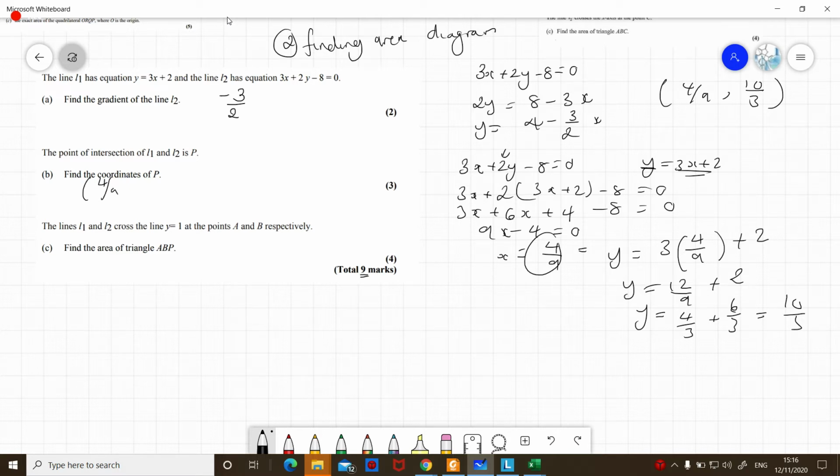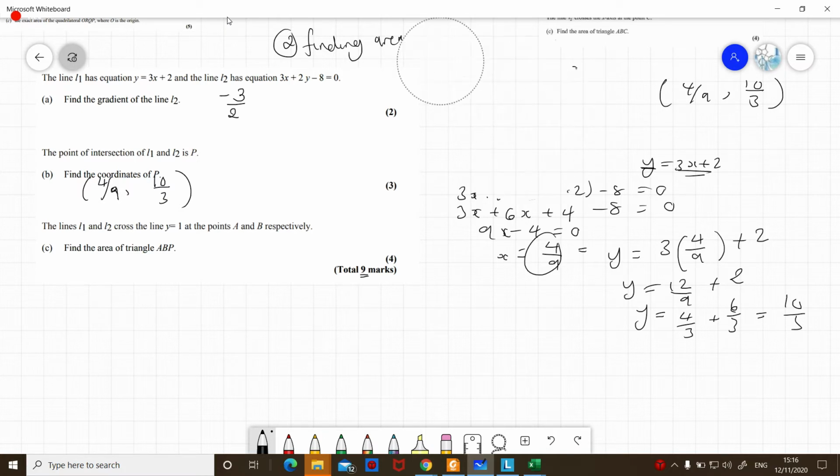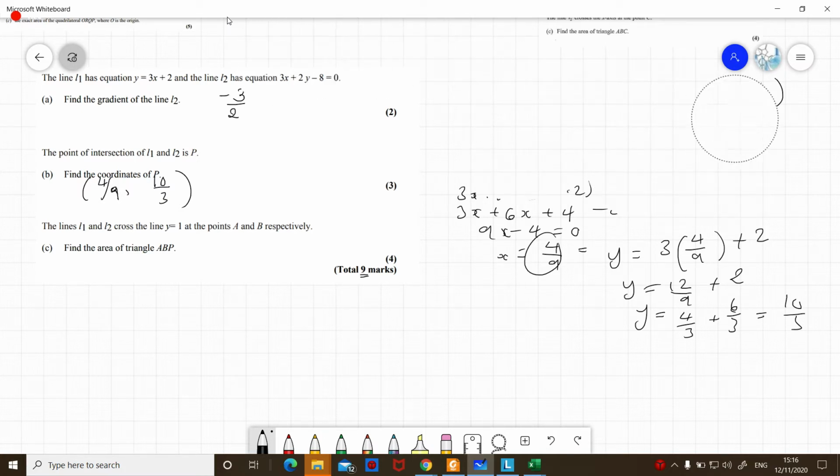It's much better. So it's going to be 4 over 9. Again, do not change them to decimals, as they are recurring. Only if you were to write recurring, then that's absolutely fine. But keep them as fractions, it is better. Now it says L1 and L2 cross the line y equals 1 at the points A and B respectively.